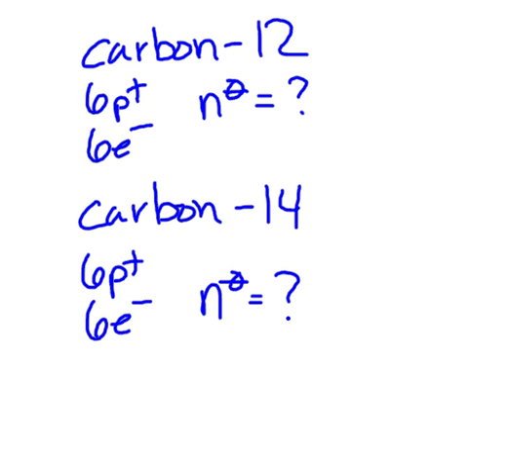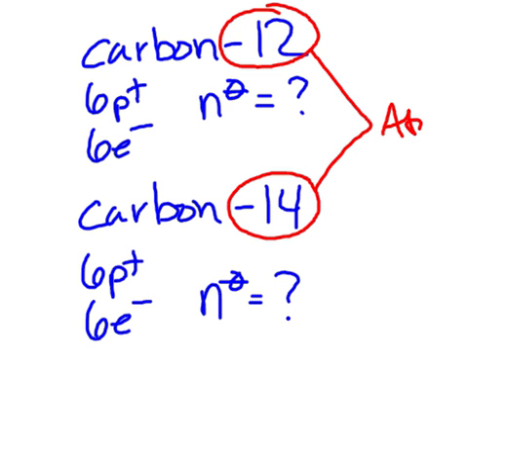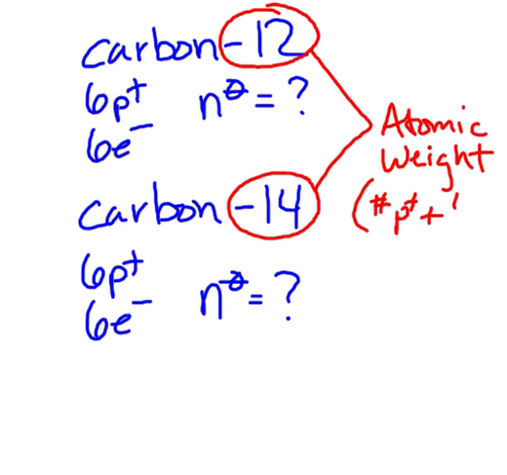Now, this number is making reference to the atomic mass, but we'll call it weight, just to make things simple. The atomic weight is really equal to the number of protons plus the number of neutrons. That is the atomic weight.